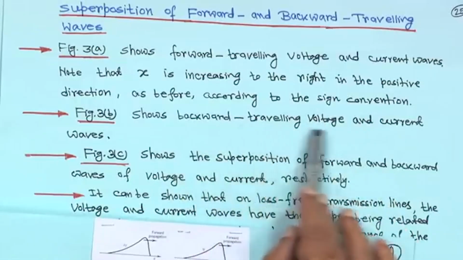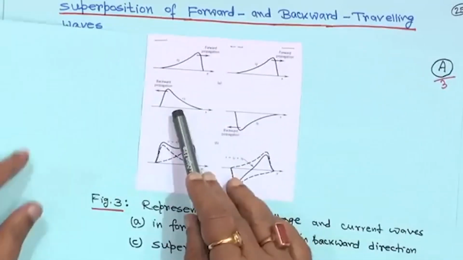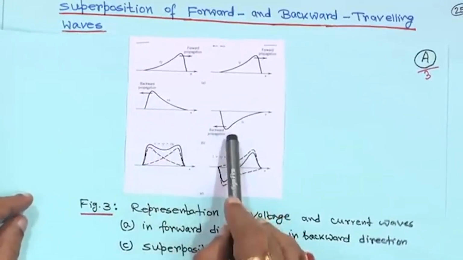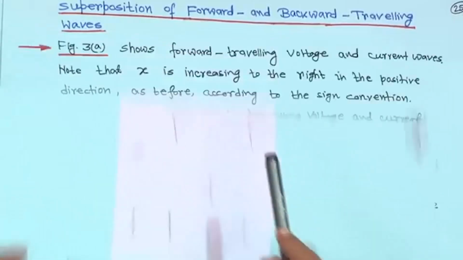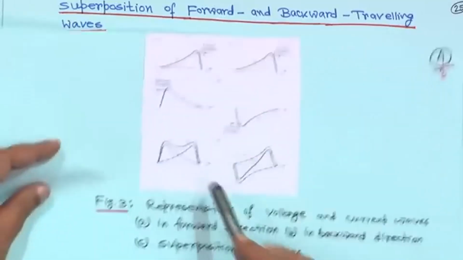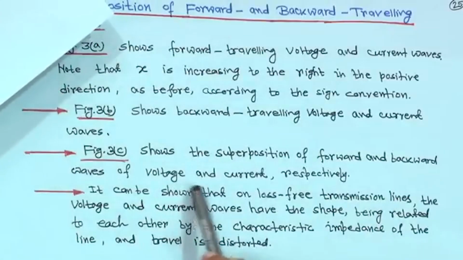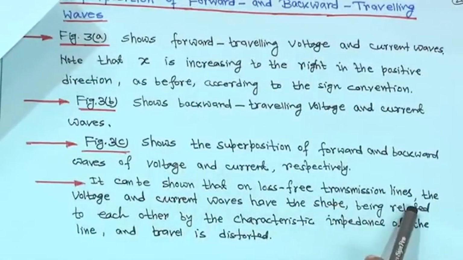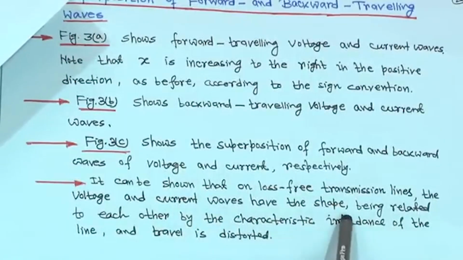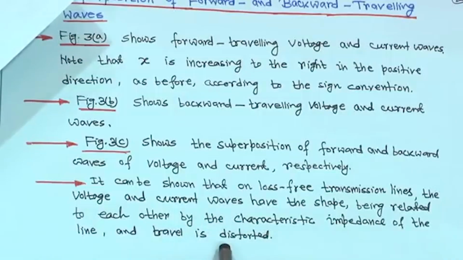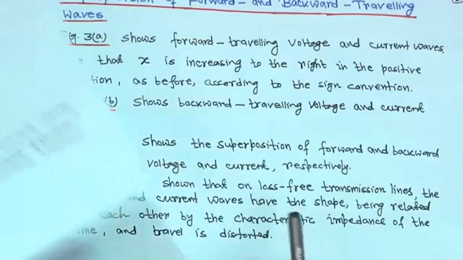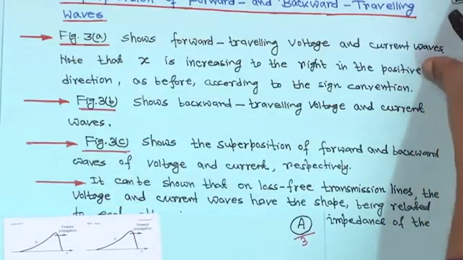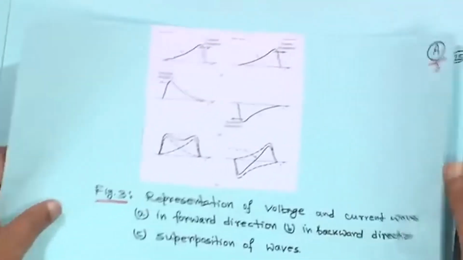Figure 3b shows the backward travelling voltage and current wave. This is the backward propagation voltage wave and this is the current wave, right. And figure 3c shows the superposition of both, which I showed you, the forward and backward waves of voltage and current respectively. It can be shown that on loss-free transmission lines the voltage and current waves have the same shape, being related to each other by the characteristic impedance of the line, and travel undistorted. We will see later how things are happening.